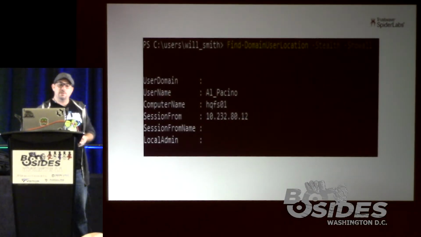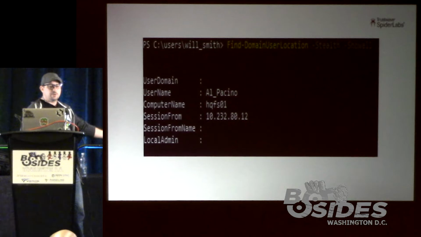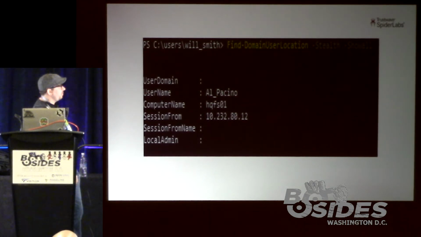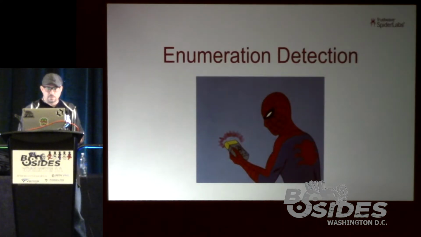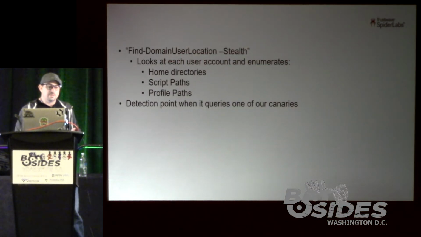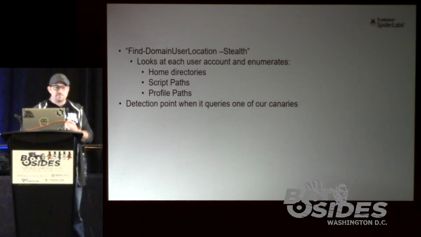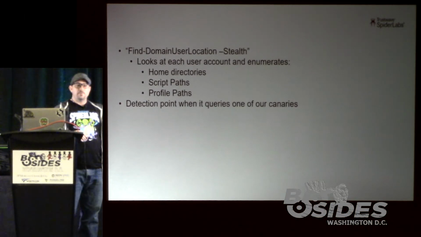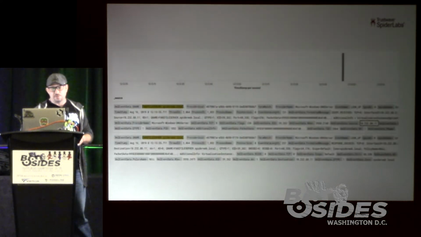What that looks like is Find-DomainUserLocation with the stealth flag. Let's see all of the results. Al Pacino has a session on headquarters fake FS01, and they're logged in. The computer that they're on right now is 10.232.80.12. And how do we detect this kind of thing? Like I said, Find-DomainUserLocation looks at these kinds of properties: home directory, script path, profile path, and then it attempts to query that server for more information, and we can detect that with DNS and other methods, which we'll get into a little bit later.